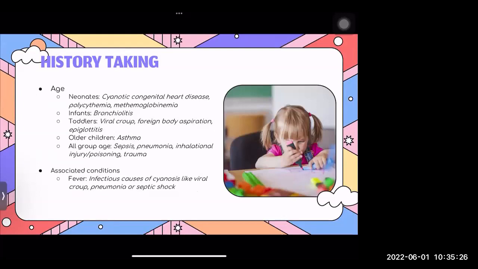Even you can look by this list, the causes based on age. It's more commonly cardiac causes when younger. As you grow older, it's usually infective causes or respiratory causes. So next.